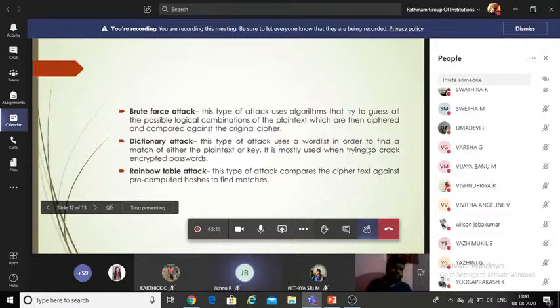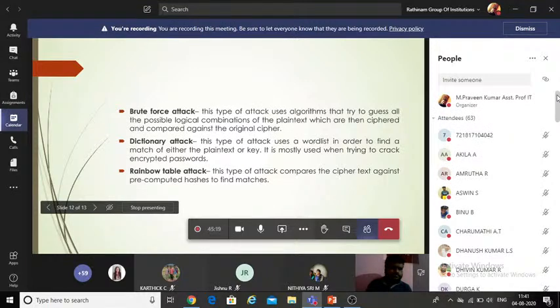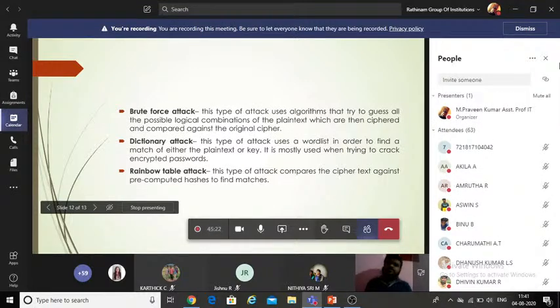Okay, anyway, what do you mean by the dictionary attack? I have a set of letters or a set of words. I can rearrange my words till my original data is recovered. That is called dictionary attack.